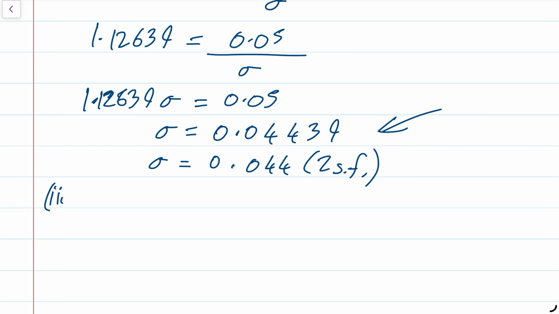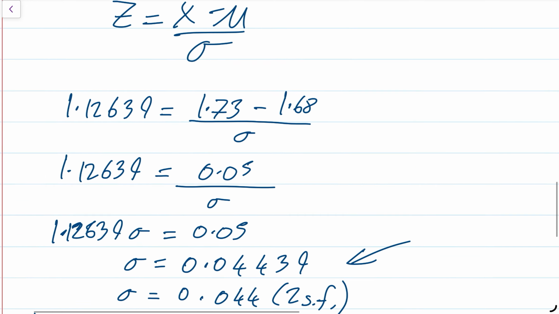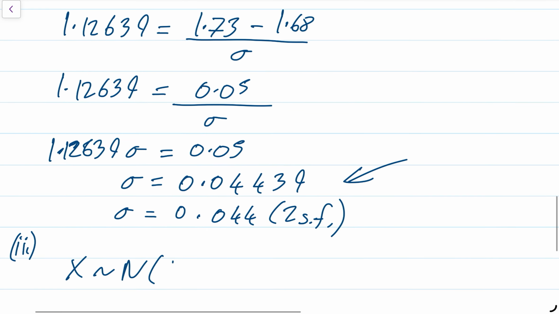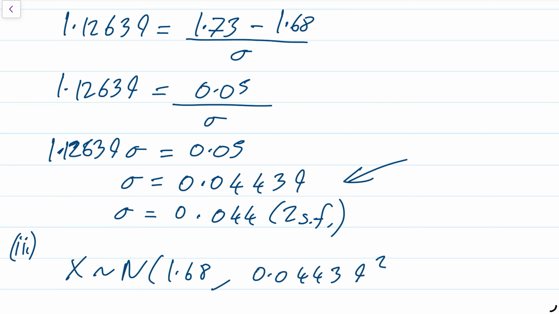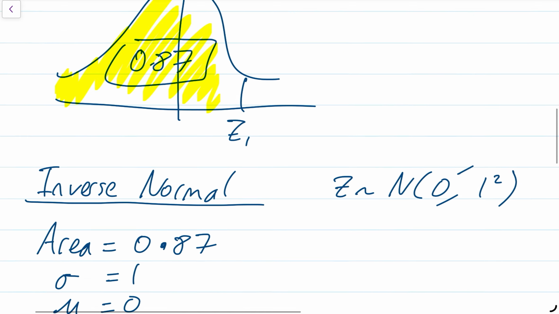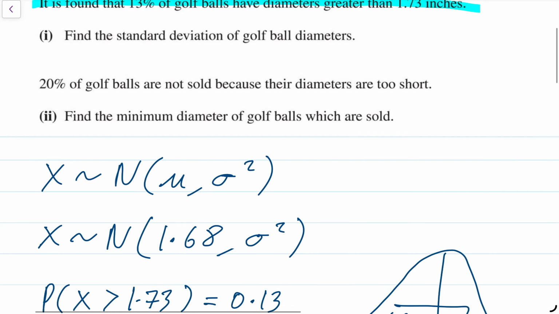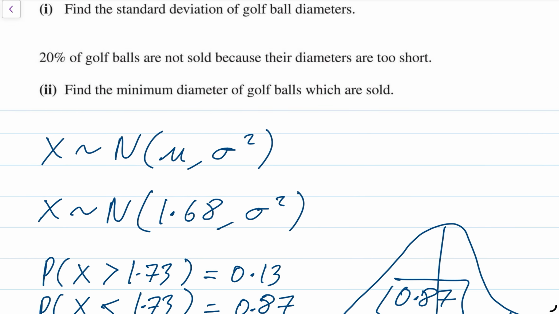Okay, part 2. So let's just write down, we now know X is distributed normally. The mean was 1.68, and my sigma is 0.04439. So that's it squared. It says 20% of golf balls are not sold because their diameters are too short. Find the minimum diameter of golf balls which are sold.